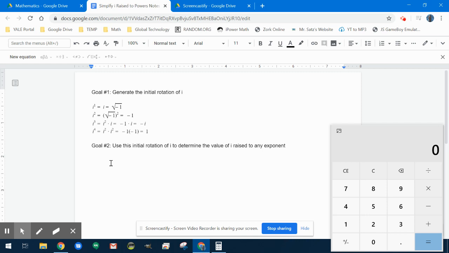Our new goal is to use this initial rotation of i to determine the value of i raised to any exponent. The first thing that we're going to do is take a look at the next number after 4 for an exponent, which would be 5. So we'll take a look at i to the 5th power. And i to the 5th power is just i to the 4th power times another i. And we found out that i to the 4th power is just 1. So now we have 1 times i, which is equal to i.